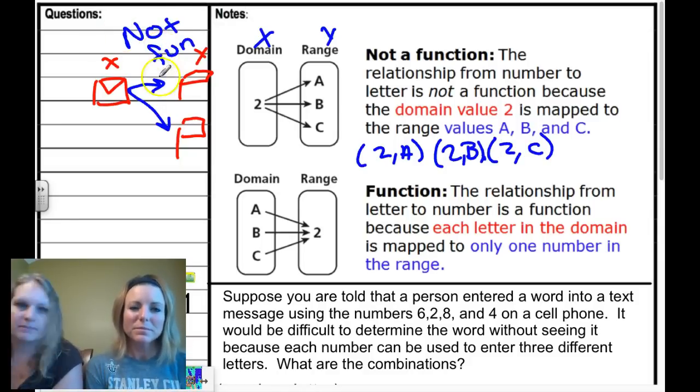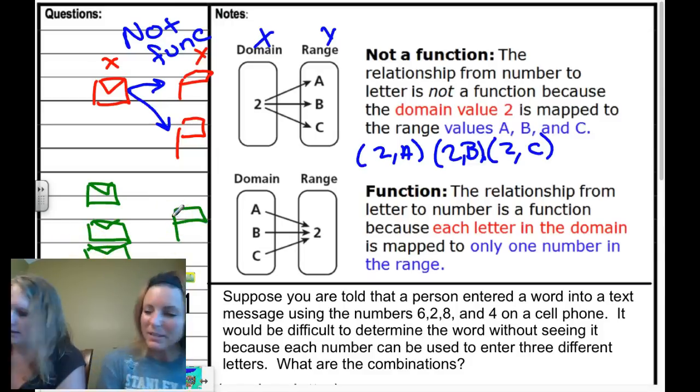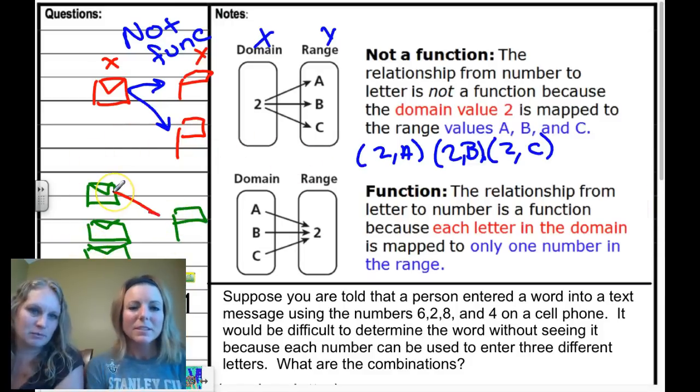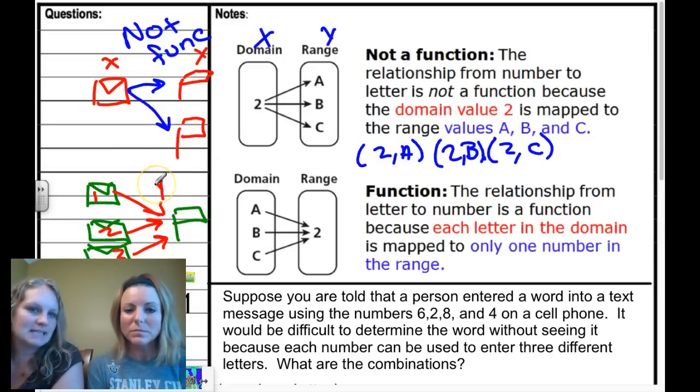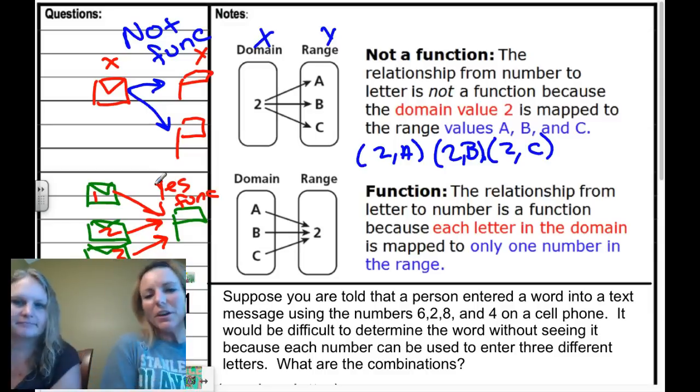Now, here's my question. Can I take different pieces of mail, this piece of mail, this piece of mail, and this piece of mail, and put all 3 different pieces of mail in the same mailbox? Correct. We get mail all the time. We get more than one piece. That's okay. We'll call this mail piece 1, mail piece 2, and mail piece 3. That can all go in the same mailbox. So yes, this is a function. That's how I remember it. Very good.